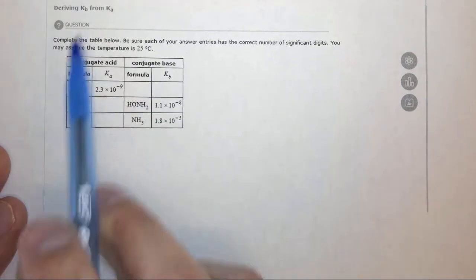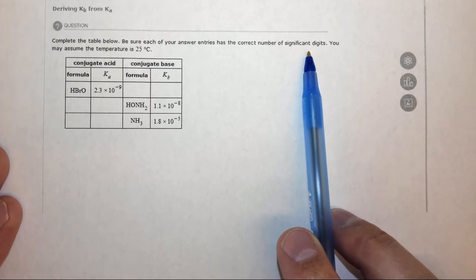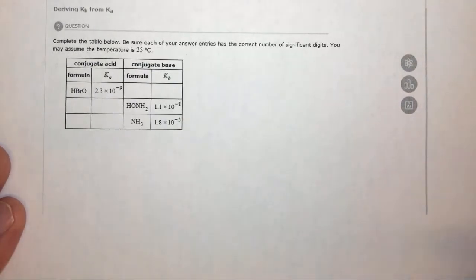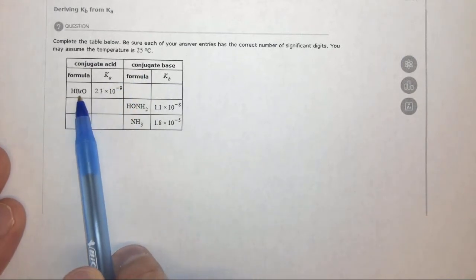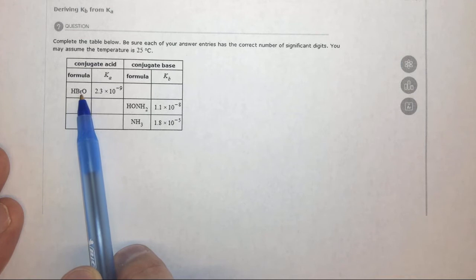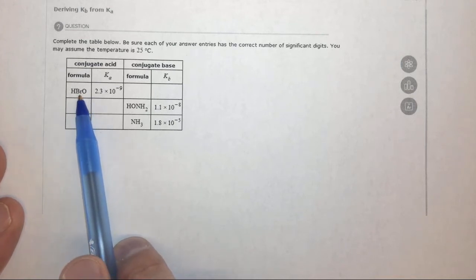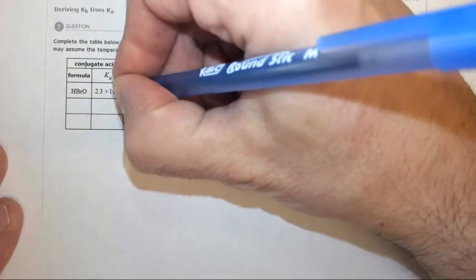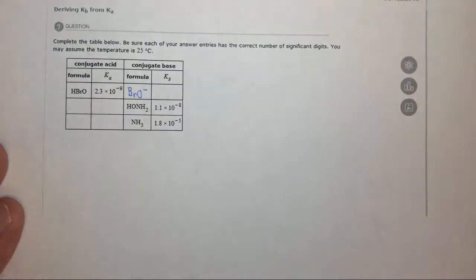This question says complete the table below. Be sure each of your entries has the correct number of significant figures, and we can assume that it's at 25 degrees C. So the first thing we need is the formula of the conjugate base of the acid HBrO. When this acts as an acid, it loses a proton. When it loses a proton, what's left, the conjugate base, is BrO minus.